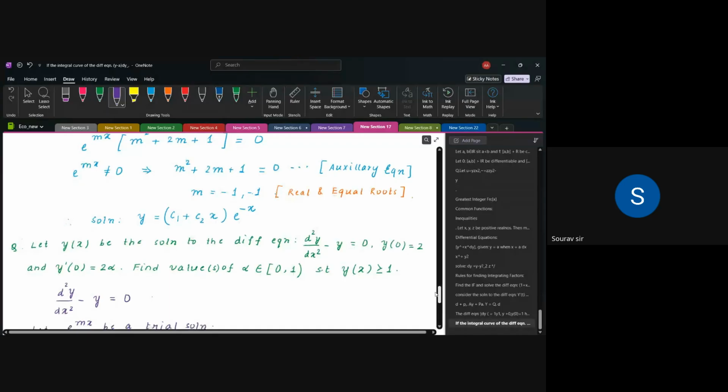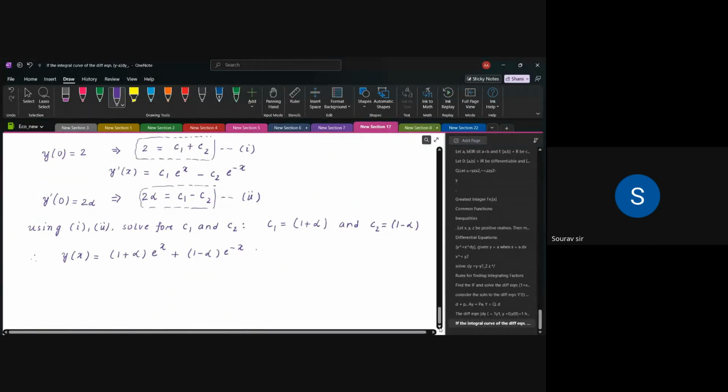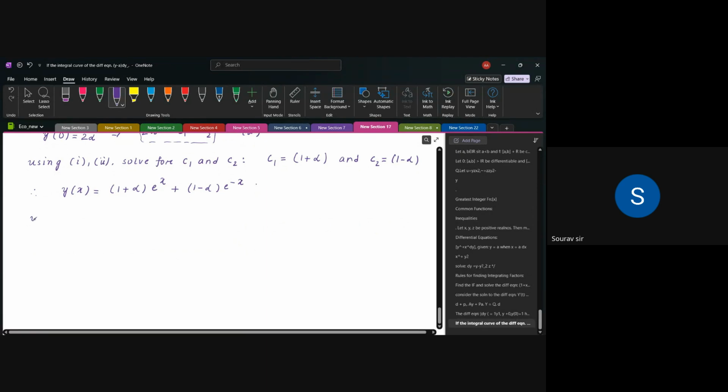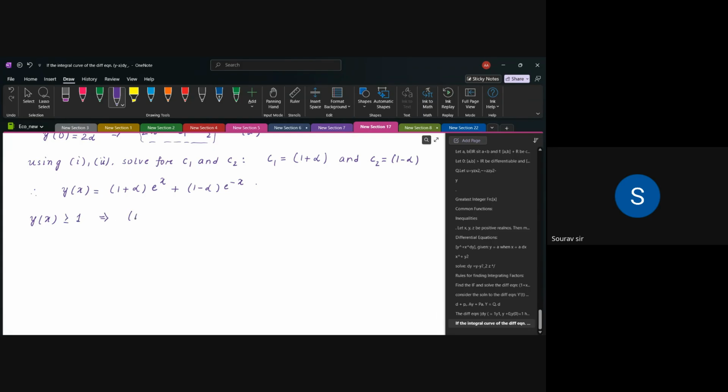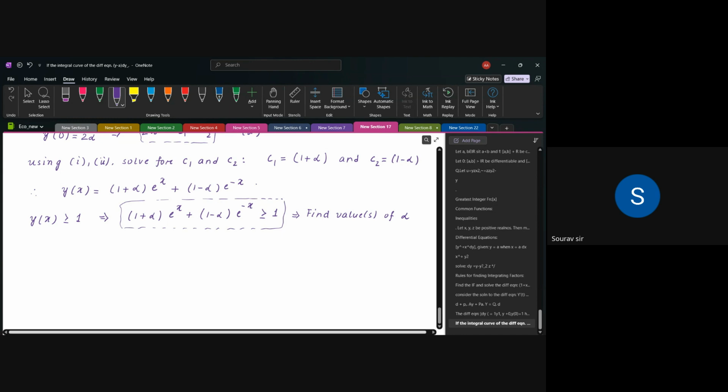And what do we have to do? We want to find out values of alpha such that y of x is greater than or equal to 1. So y of x greater than or equal to 1 means what? 1 plus alpha e raised to the power x plus 1 minus alpha e raised to the power minus x greater than or equal to 1, right? Using this, we want to find values of alpha. Correct? So how can we proceed from here? Can anyone tell me?